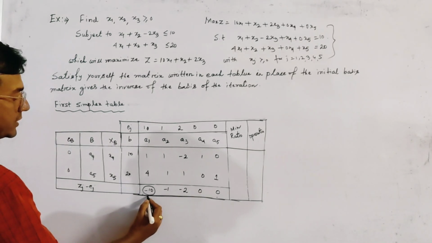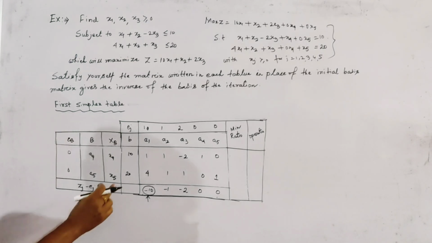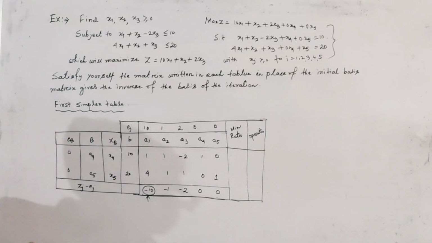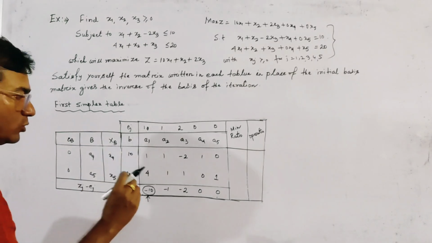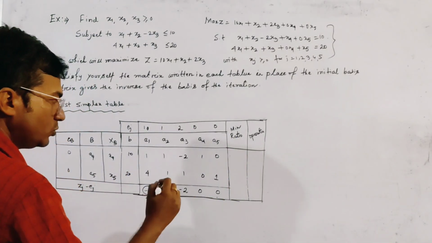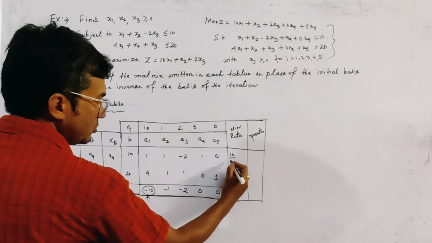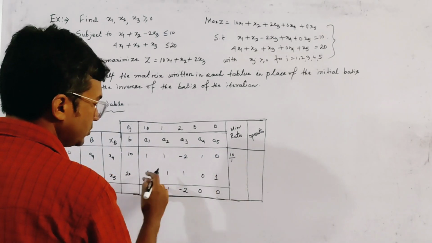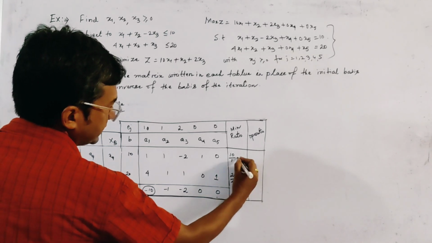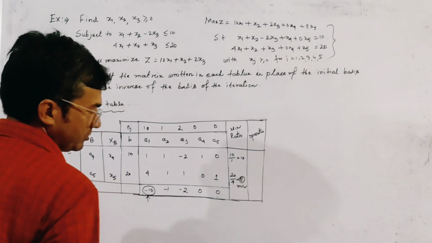So it is clear that vector A1 is the incoming vector, introduced into the basis. And how do we find the outgoing vector? To find the outgoing vector, we have to calculate the min ratio. How to calculate the min ratio? 10 by 1 is the first ratio, and the second ratio is 20 by 4. So this is 10 and this is 5. Obviously this is minimum, we write minimum here.